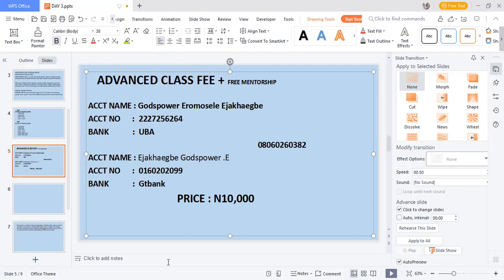WhatsApp does not have the strength to take very large videos, but Telegram can take large videos. And Telegram can even take up to 5,000 participants, while WhatsApp is just 256. So there are so many advantages of Telegram. So the advanced class payment is 10,000. Please, when you pay, send a screenshot to me.